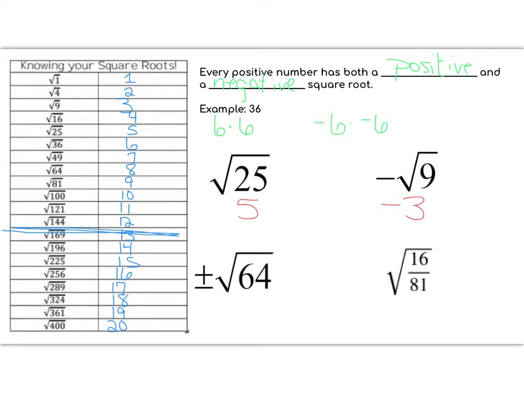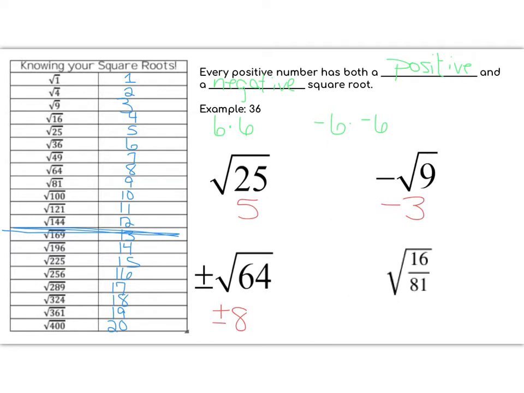Sometimes they want both, and you're going to learn this cool little symbol, this plus or minus symbol. That means positive or negative. That means I want the positive and the negative square root at the same time. So the positive square root of 64 and the negative square root of 64 are 8 and negative 8. And the way I write that is plus or minus 8, and that's how you read that, plus or minus 8.